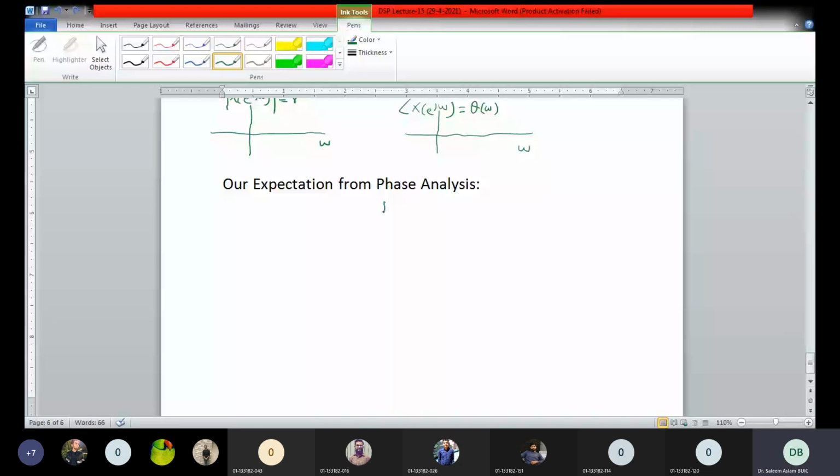जब हम इसको प्लॉट करें, किसको, थीटा वर्सेस ओमेगा को, because we are talking about phase plot. So this is theta as a function of frequency on the y-axis. So our expectation would be like this.